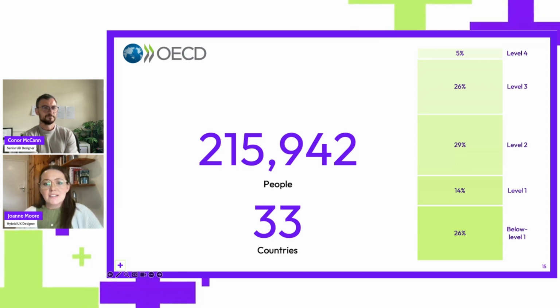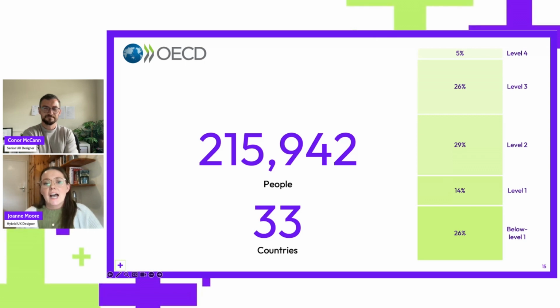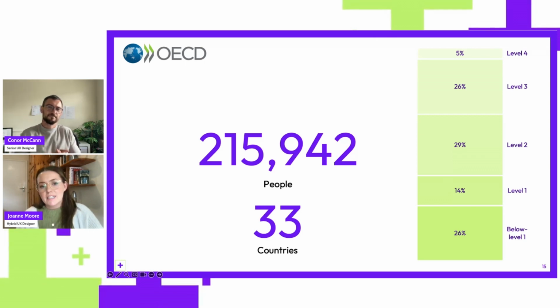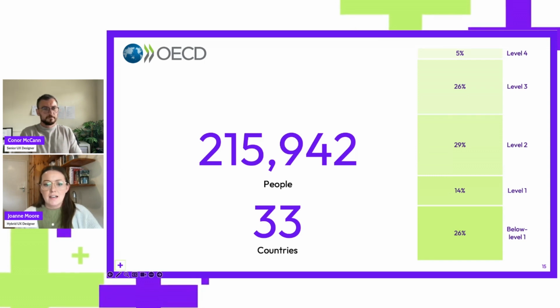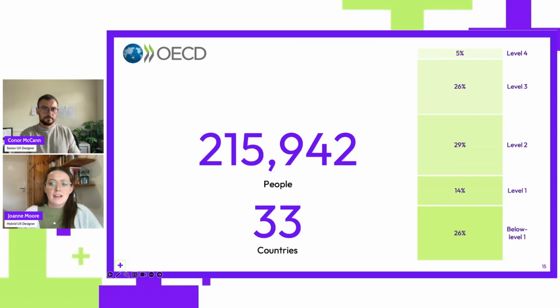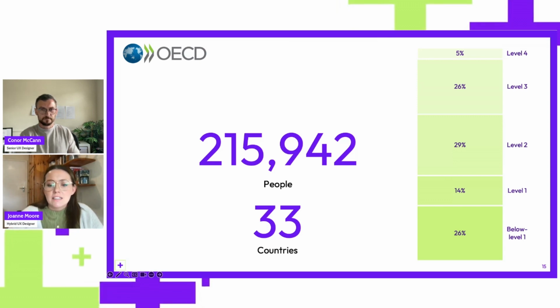Level 1 is barely IT literate. Level 2, modern IT skills. Level 3, good IT skills. And level 4, expert IT skills. So right into the chat there, what level do you think that you're at from this scale? So yeah, get in your answers there.